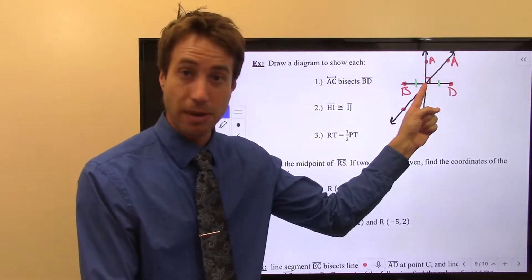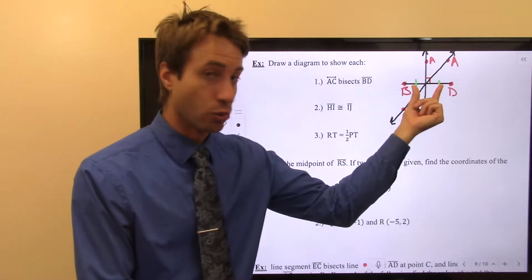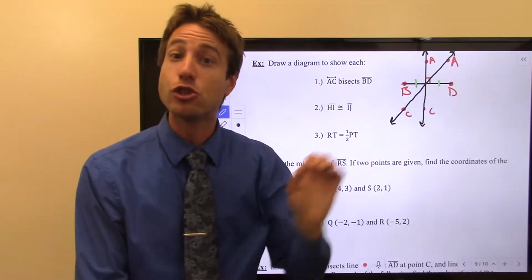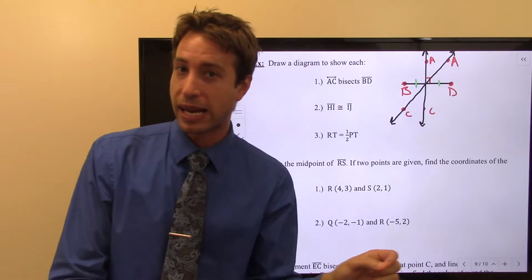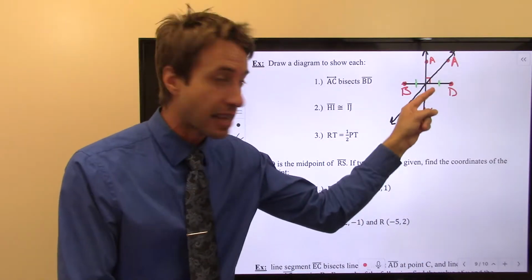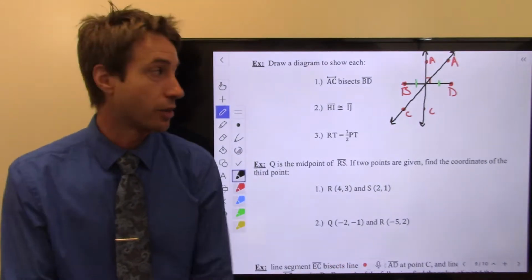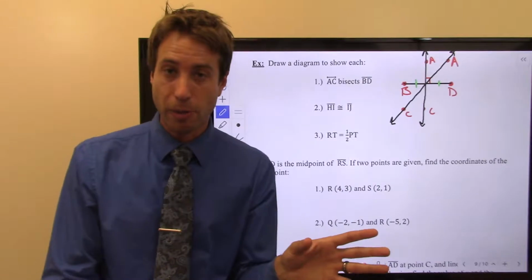That point right there is the middle, which means it bisects BD down the middle. I have two congruent sections, but AC is no longer perpendicular. It does not intersect at a right angle. It intersects at some other angle that is less than 90 degrees. Less than 90 degrees. So, perpendicular bisector versus non-perpendicular bisector.